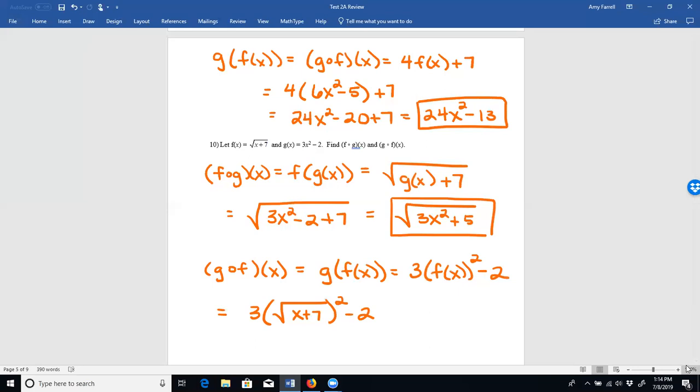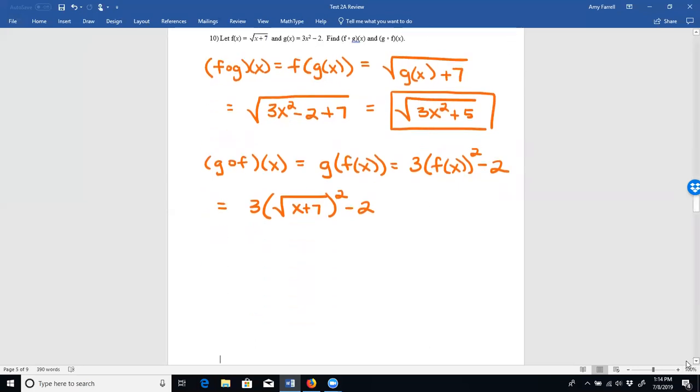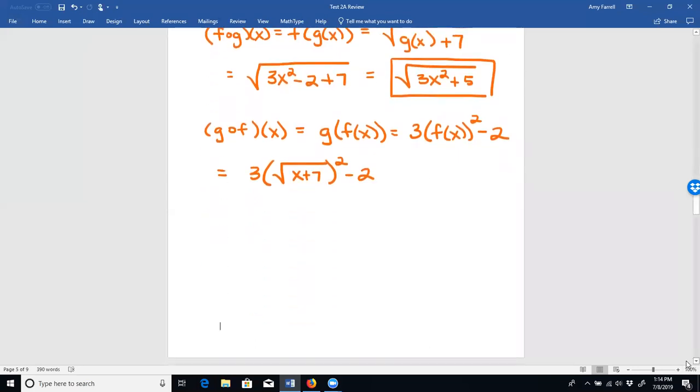When we square a square root, it disappears. The power of 2 undoes the radical, or undoes the square root. So we're just going to have 3 times the quantity x plus 7, minus 2. I'm going to distribute to get 3x plus 21. And then combining like terms, the final answer is 3x plus 19.